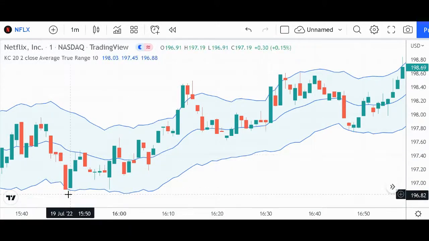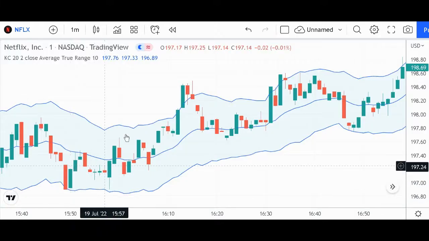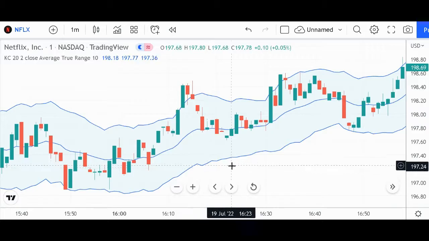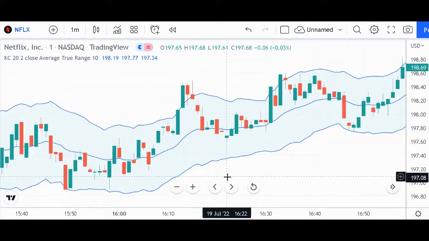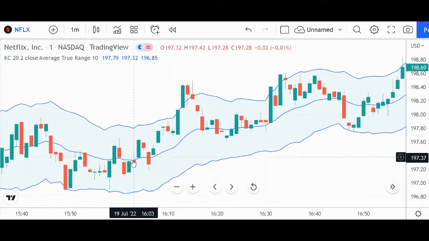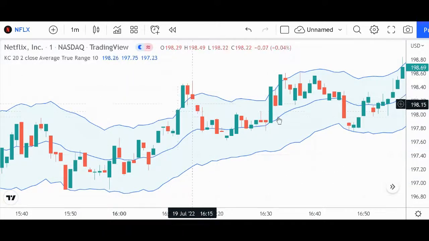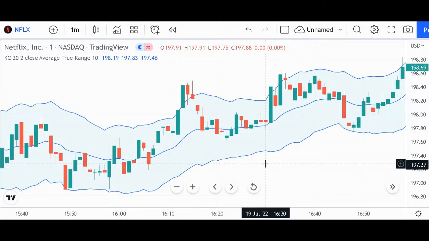I just want to give you some thoughts on this one. I'm using the standard settings for the Keltner channels on tradingview.com, and for an example, I'm showing the 1 minute candlestick chart for Netflix stock. But all the ideas I'll be discussing today could be applied to different time frames, daily candles, 5-minute candles, whatever it is.